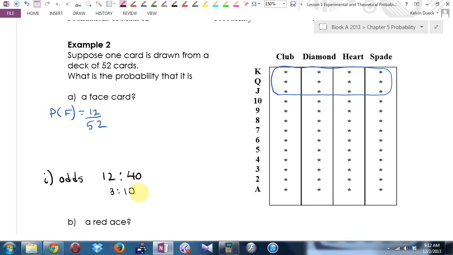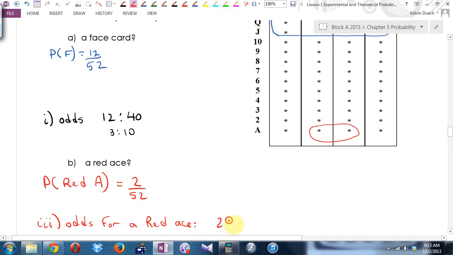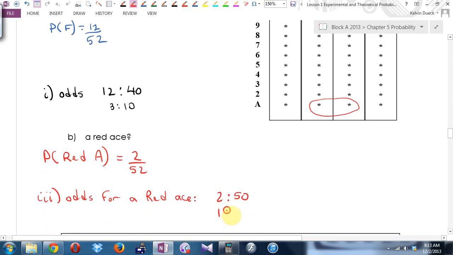A red ace. I'll use red for a red ace. How many red aces are there in the deck? See them? Right? What's the probability of a red ace? That's the probability. What are the odds for a red ace? 2 to 50. Not 1 out of 26. 1 to 25. You see the slight difference when you're doing odds versus when you're doing probability.